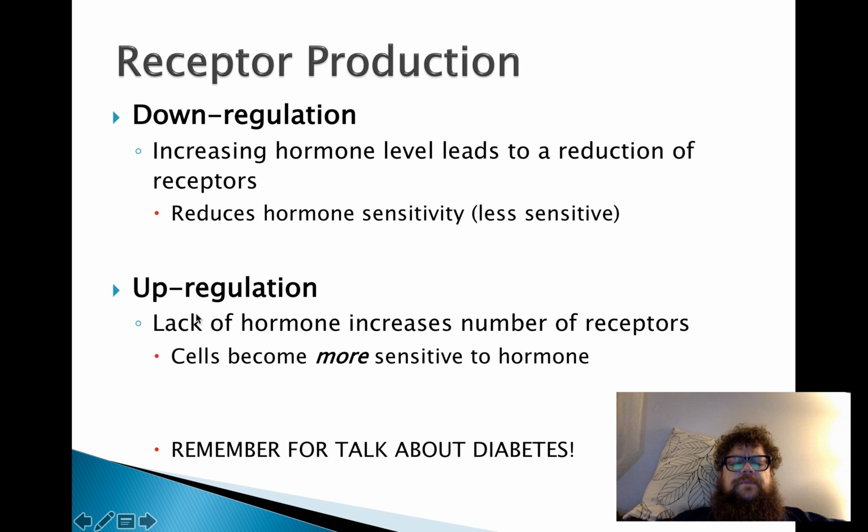Kind of the opposite would be what happens if there's not a lot of a hormone present, and that's when we see upregulation. So now you have this very, very quiet message because of very low signal, and the way the cells respond is they produce more receptors to become more sensitive to that message. Right? That would be the goal with a type 2 diabetic. How can we help them with their problem of being less sensitive? Well, try to create some situation where they upregulate receptors for insulin so that they can manage blood glucose levels.